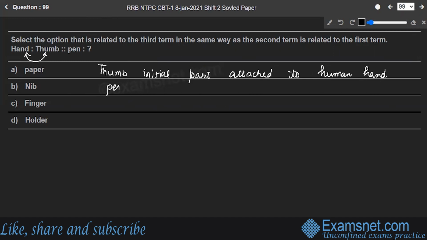Similarly, pen is related to paper. No, we write with the pen on the paper. Paper is not a part of the pen. Yes, nib is a part of the pen. Finger is not a part of the pen. Even holder is the ending part of the pen. It is not the starting part of the pen, whereas nib is the starting part of the pen. Nib is initial or starting part of the pen. Using that, we have option B as the answer.